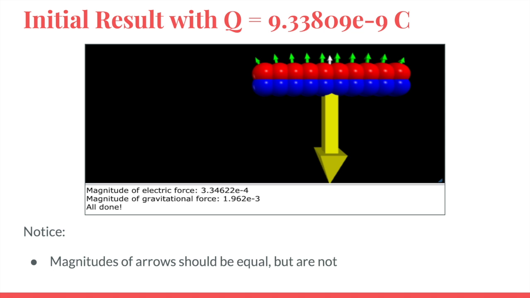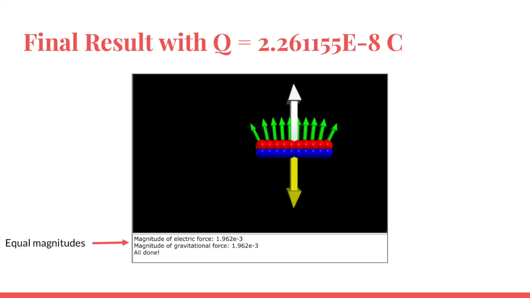Here's the image of my initial result from my code using the charge I found in Lab 1. You can see that the magnitudes of the arrows representing the forces are not equal when we know they should be. This indicated that the charge I found in Lab 1 is not accurate given the assumptions made in Lab 2. I manipulated the charge input until I found the magnitudes of both forces to be equal, as well as calculated the charge using integration, and found the final charge of the tape to be roughly 2.26 times 10 to the negative 8 coulombs. This is roughly 2.5 times larger than the charge I found in Lab 1.